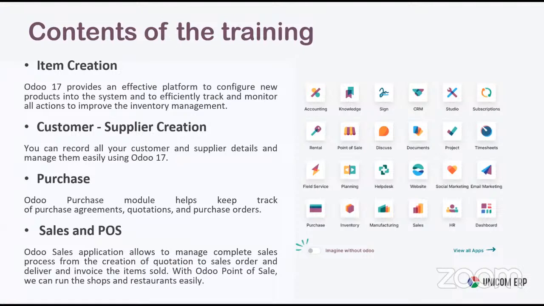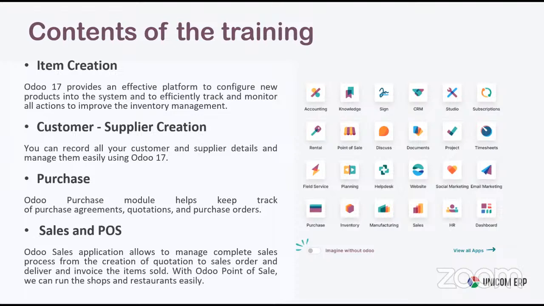The first topic that we'll be dealing with today will be item creation. Odoo 17 provides an effective platform to configure new products into the system and to efficiently track and monitor all actions to improve inventory management. The next topic will be customer supplier creation. You can record all your customer and supplier details and manage them easily using Odoo 17.